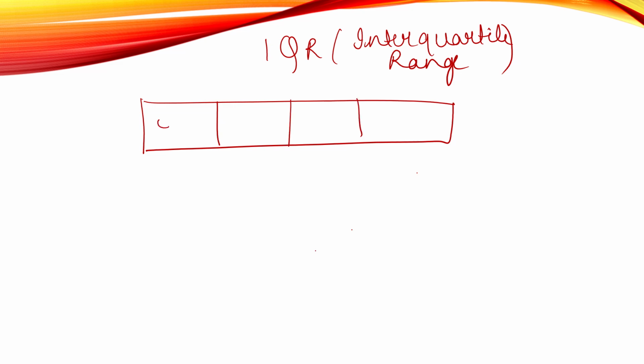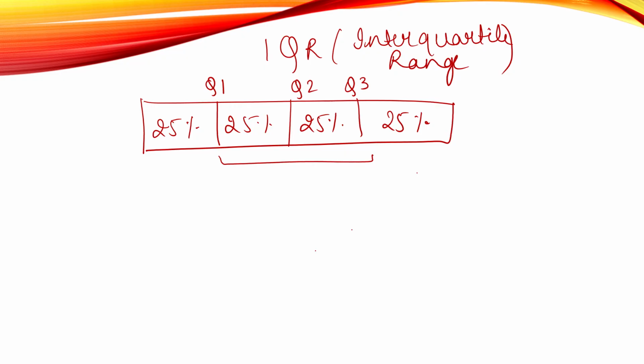So 25%, 25%, 25%, and this is also 25%. Here we say Q1, Q2, and Q3 are 3 points. Your interquartile range, IQR, is equal to Q3 minus Q1.